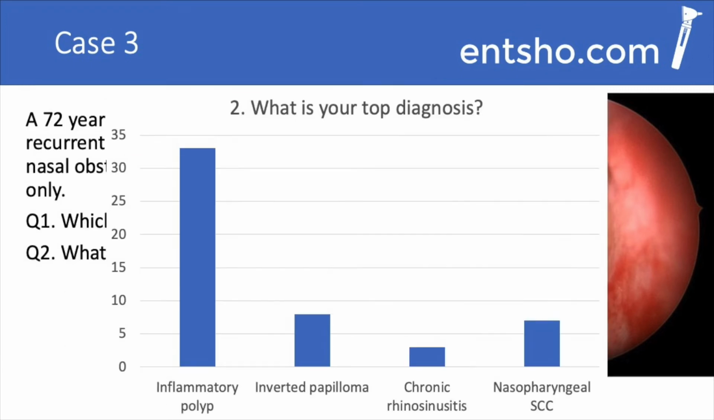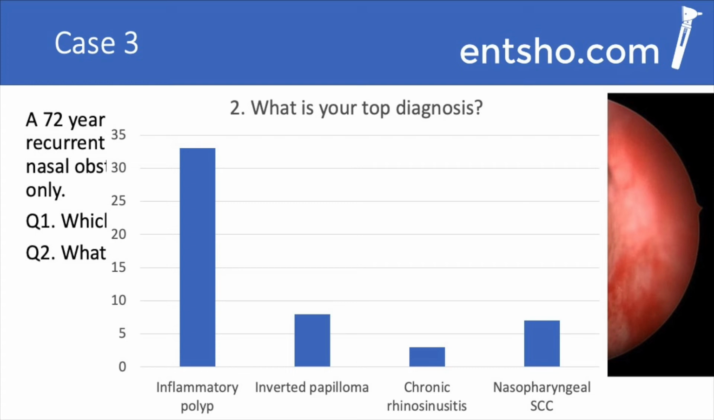And then top diagnosis, so quite a tricky one. And it's between these top two popular ones, really, with the kind of appearance of it. So 2/3 of people have gone for an inflammatory polyp, and 16% have gone for inverted papilloma, which we'll see more in part 2 of this case.